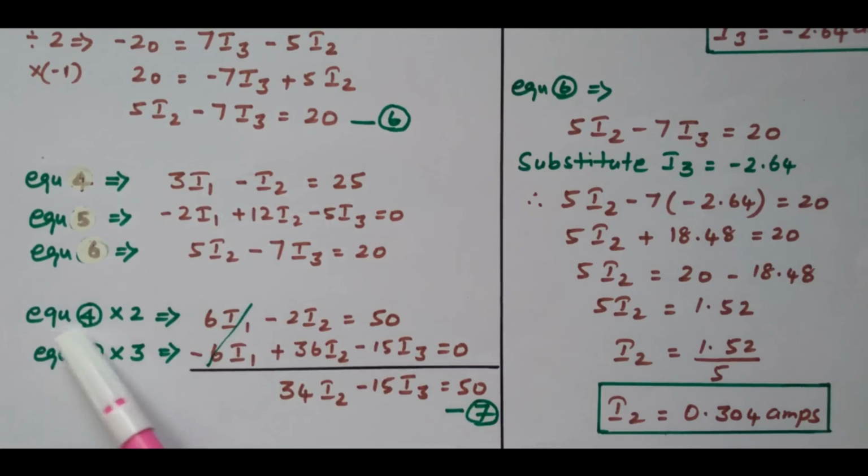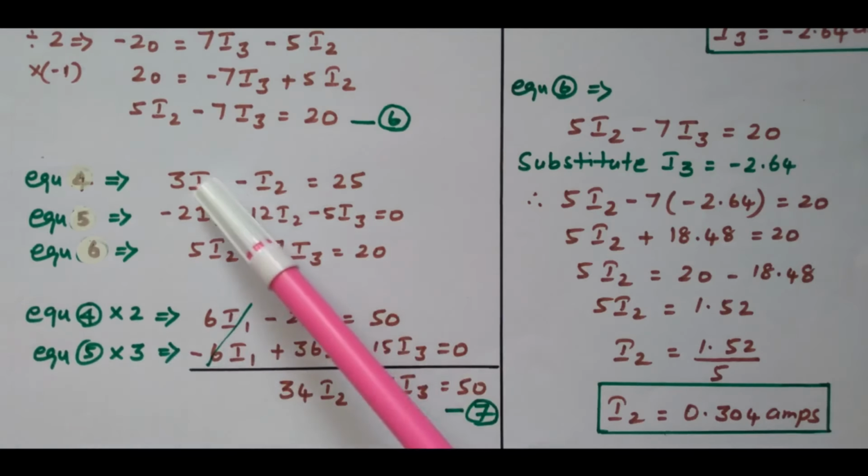So equation 4 multiplied by 2: 3i1 becomes 6i1, minus 2i2, 25 into 2 is 50. Equation 5 is multiplied by 3: minus 2 into 3 is minus 6, 12 into 3 is 36, 5 into 3 is 15, i3 equal to 0.